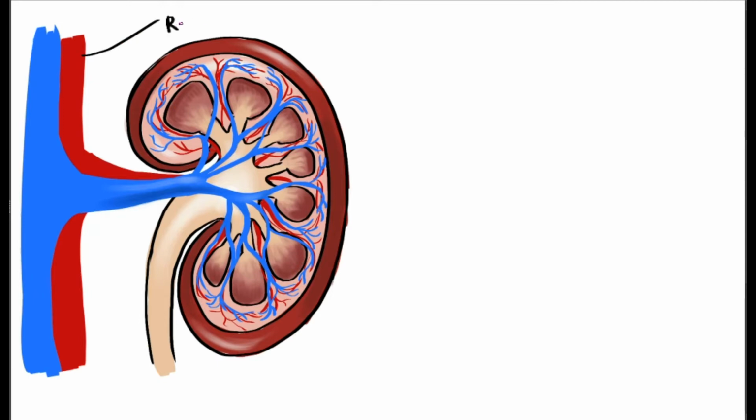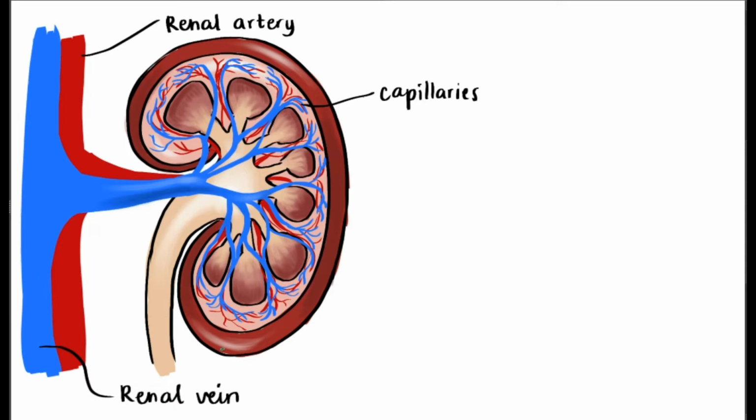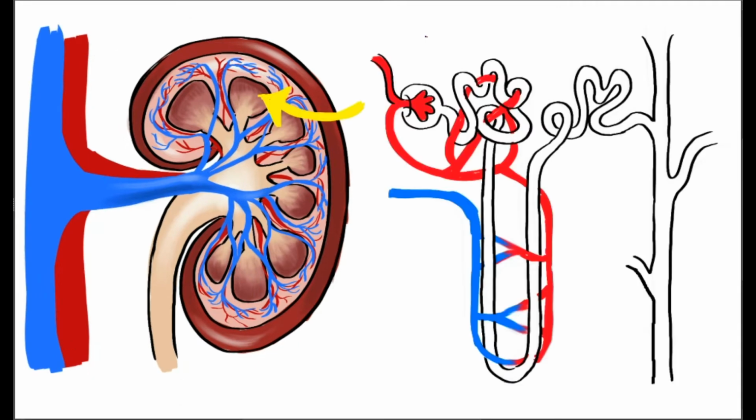This blood enters the kidney through the renal artery. The artery then divides into capillaries that surround each nephron. The nephron is the functional unit of the kidney. After the blood is cleaned out, it enters the veins to be brought back to the bloodstream. So how is the waste product urine formed?